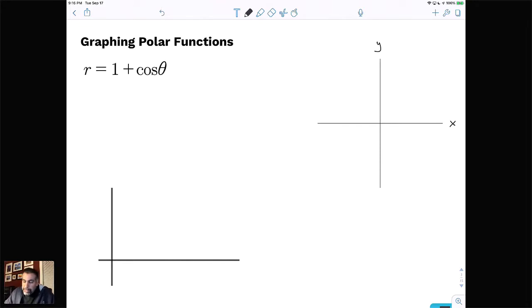So when you ask students, let's graph a function, and we're going to look at the polar function 1 plus cosine theta to start with tonight.